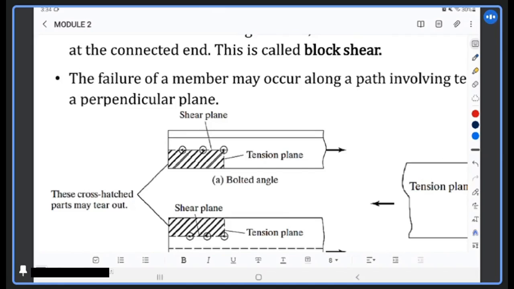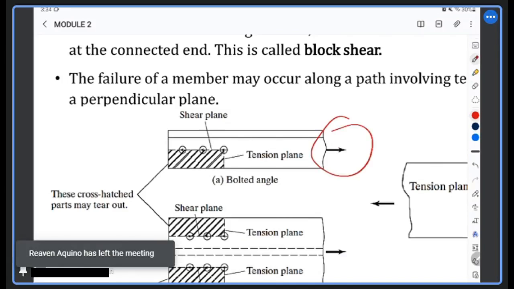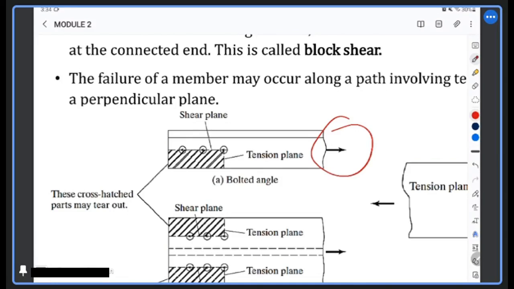Okay, failure planes. Okay, since this is the load, ito yung load natin, ha? Okay. Yan. Of course, parallel to that line, okay, that shear plane is our shear plane. Etong part na ito. This will tear out through sliding. So that it is in shear. Okay. Mapuputol ito. Okay. Through this load. Ng sliding. And then what?